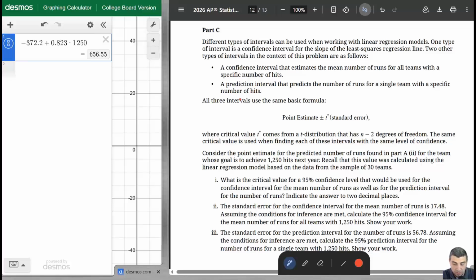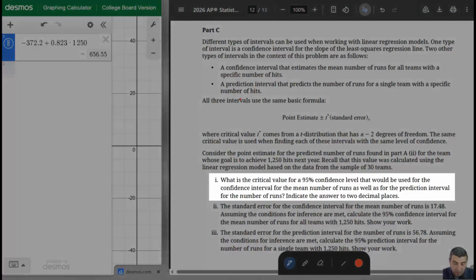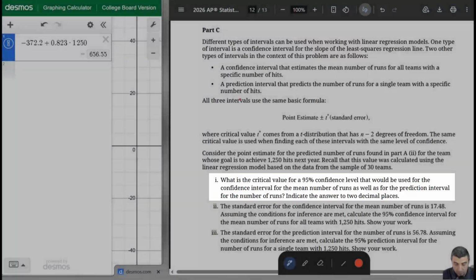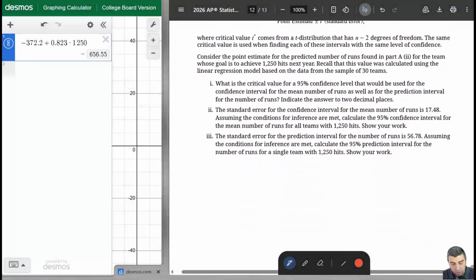Recall that this value was calculated using the linear regression model based on the data from the sample of 30 teams. What is the critical value for a 95% confidence level that would be used for the confidence interval for the mean number of runs as well as for the prediction interval for the number of runs? Indicate the answer to 2 decimal places. So for part 1, it is important to note that the t-star critical value is going to be the same for both of these intervals.